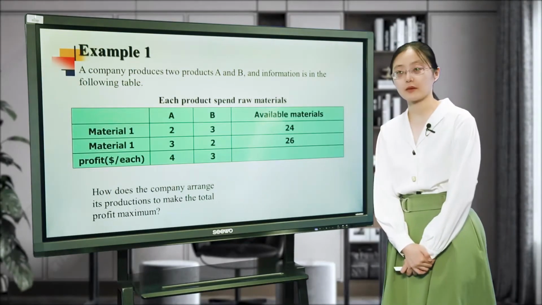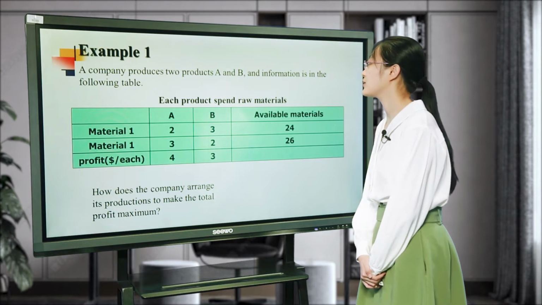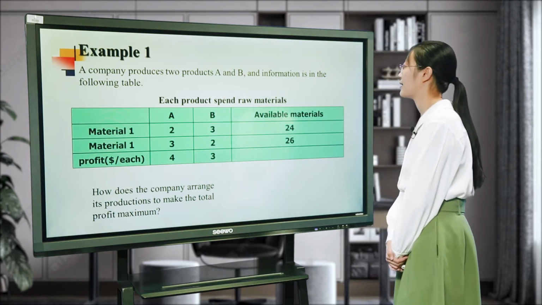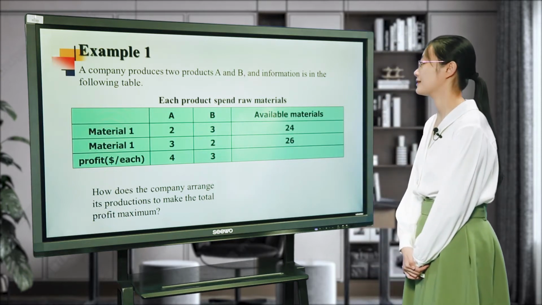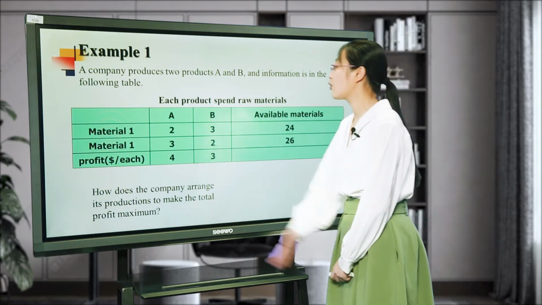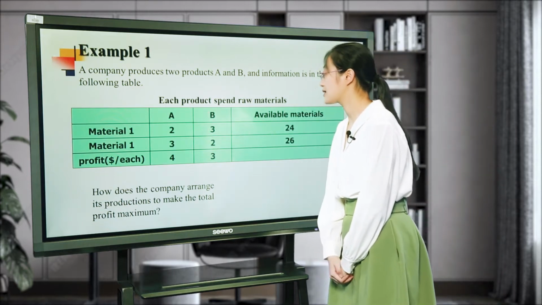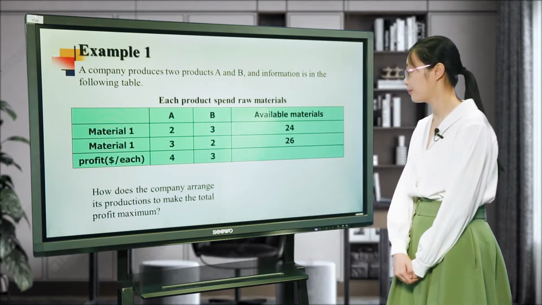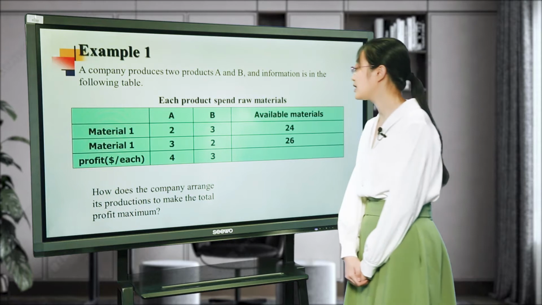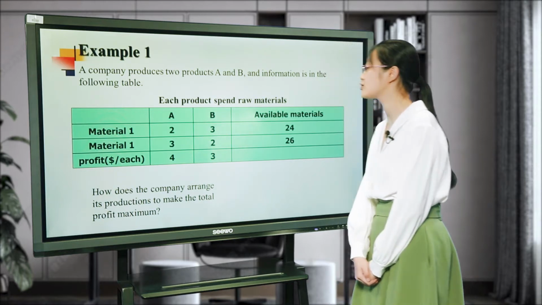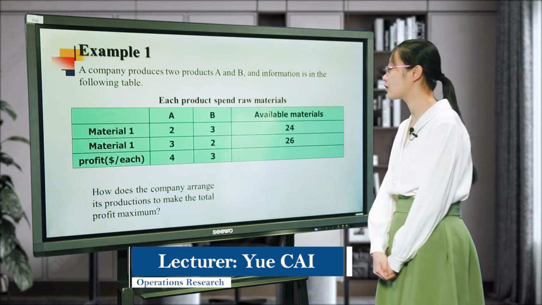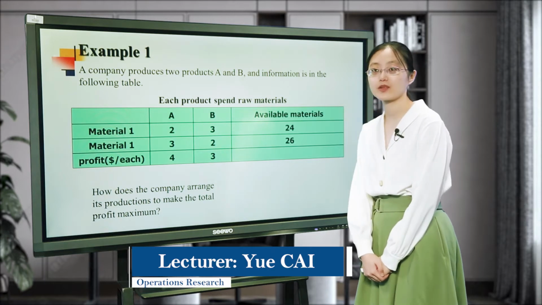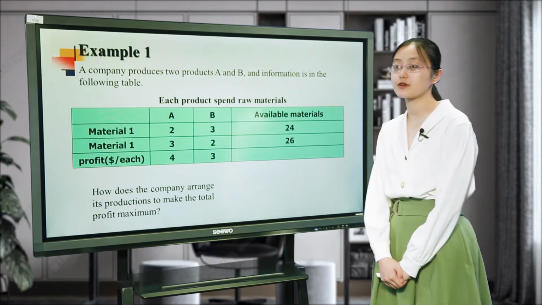One of the key uses of the duality theory lies in the interpretations and implications of sensitivity analysis. Let's look at an example. Suppose a company produces two products, A and B, and the information is in the following table. So we have the products A and B, the materials they consume, and the profits they will make. And the question is, how does the company arrange its productions to make the total profit maximum? So this is the question we saw earlier.